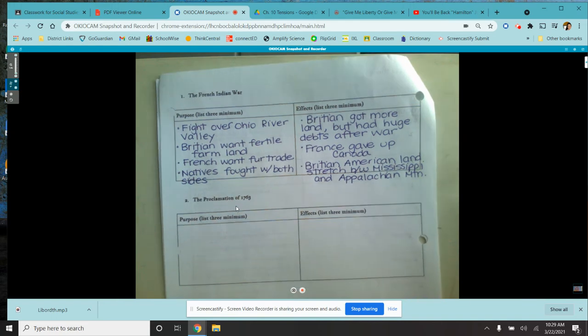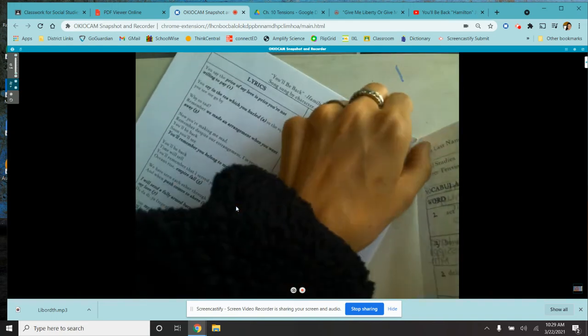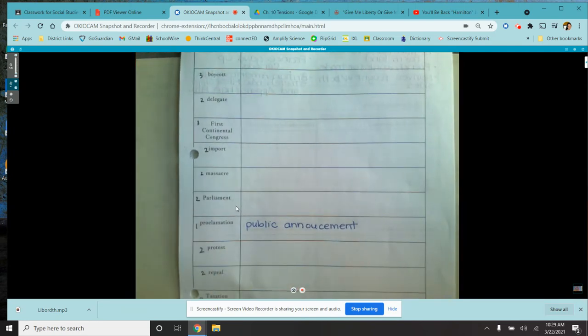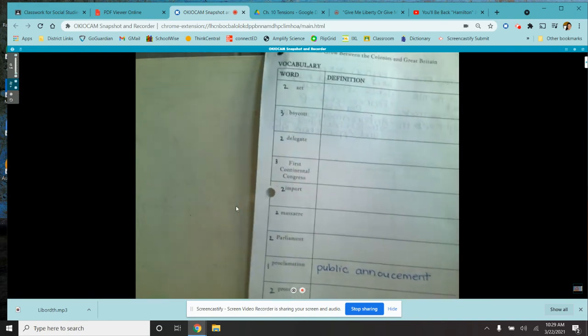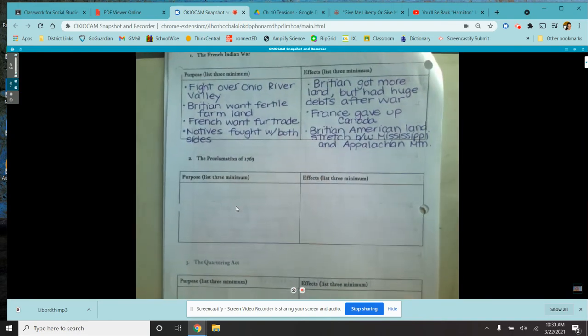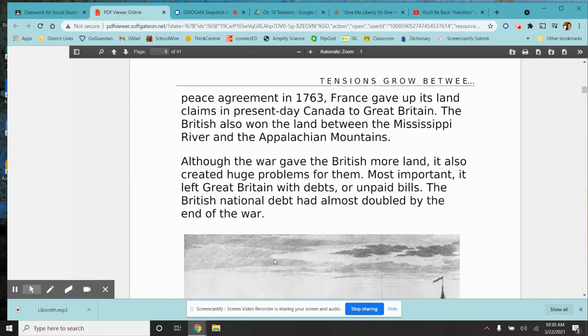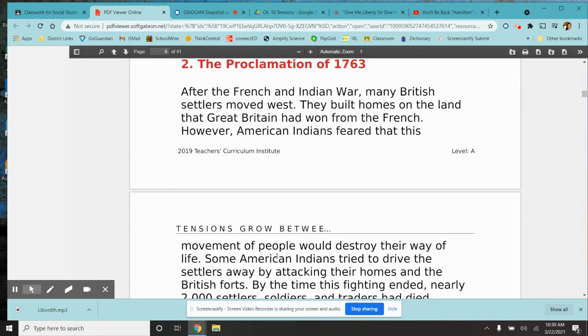Now, a proclamation is one of our vocabulary words. So a proclamation is a public announcement. So let's see what the proclamation is that Britain gives to the colonists. After the French and Indian War, many British settlers moved west, right? Because they now had more land, so they moved westward. They built homes on the land that Great Britain had won from the French.